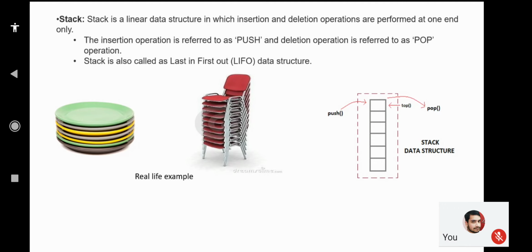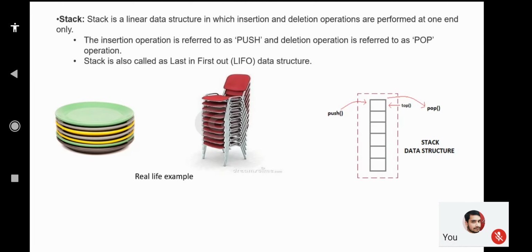Clear? Now if you want to pop 10, after the pop, or after deletion of 10, your top will again point here. That means the value of top will be 2. Similarly, after 7 is popped, your top will be 1. And after 6 is popped, your top will be 0. After 5 is popped, your top will be -1.